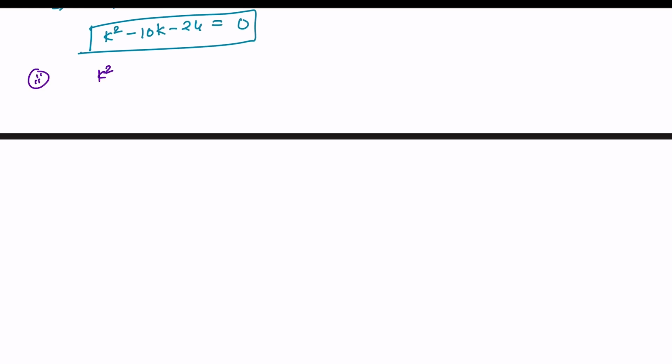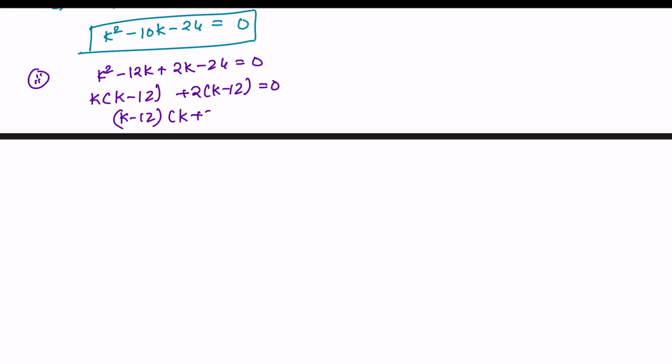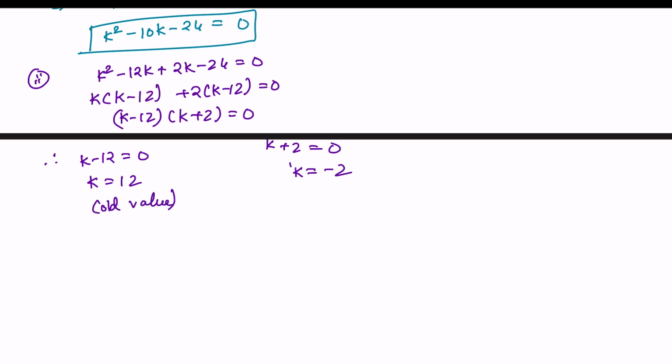So I'll try to factorize this. Minus 24 and minus 10, which is minus 12 and 2. Minus 12 plus 2 gives you minus 10. Minus 12 times 2 gives you minus 24. So k squared minus 10k minus 24 becomes k times k minus 12 plus 2 times k minus 12 equals 0. K minus 12, k plus 2 equals 0. From here, either k minus 12 will be equal to 0 or k plus 2 will be equal to 0, giving me k equals 12 and k equals minus 2. K equals 12 is the old value given in the previous part. So k equals minus 2 will be the answer.